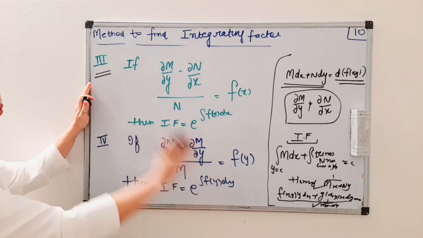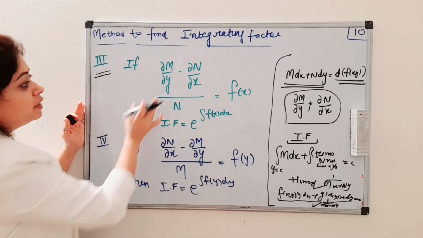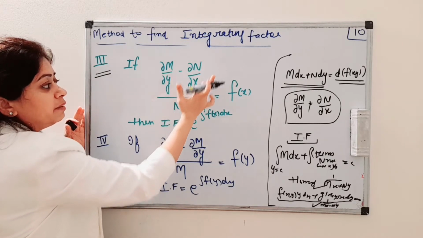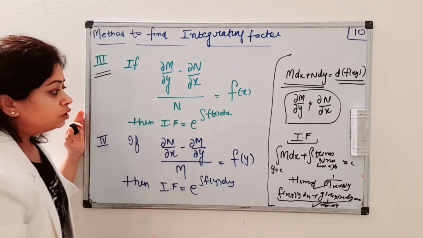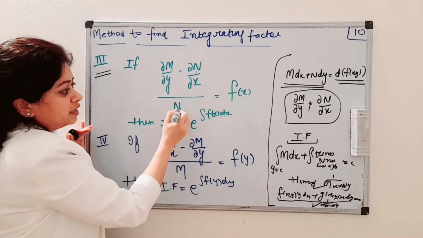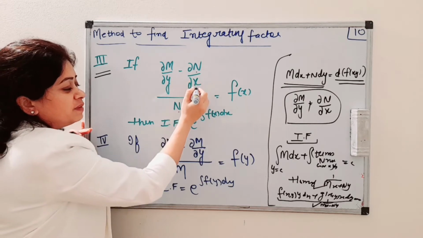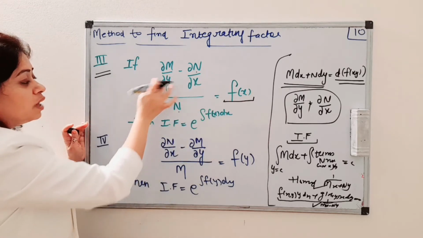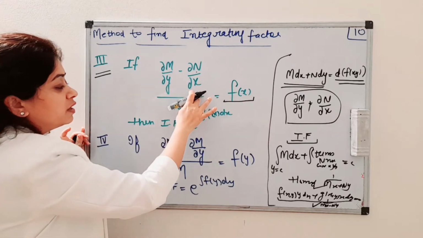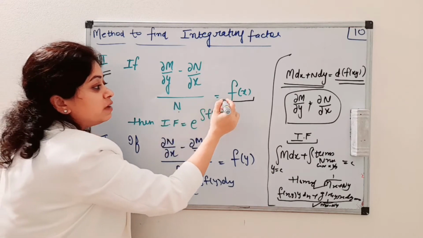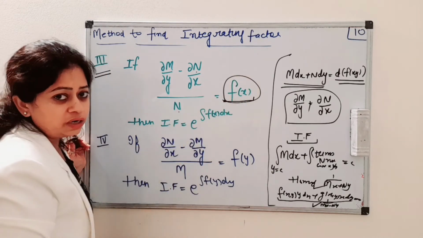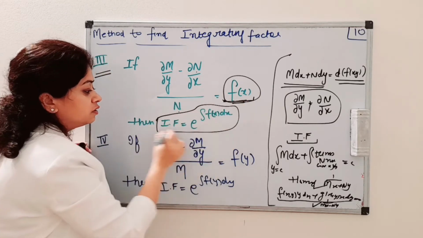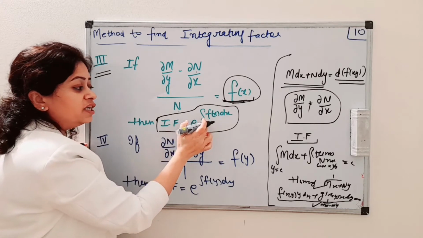In case those two are not satisfied, we will check (∂M/∂y minus ∂N/∂x) upon N. You can see that N is here, and we are differentiating with respect to x, and we require a function of x. So (∂M/∂y minus ∂N/∂x) upon N: if it is a function of x only, it should not contain y, then the integrating factor is e raised to the power integral of f(x) dx.